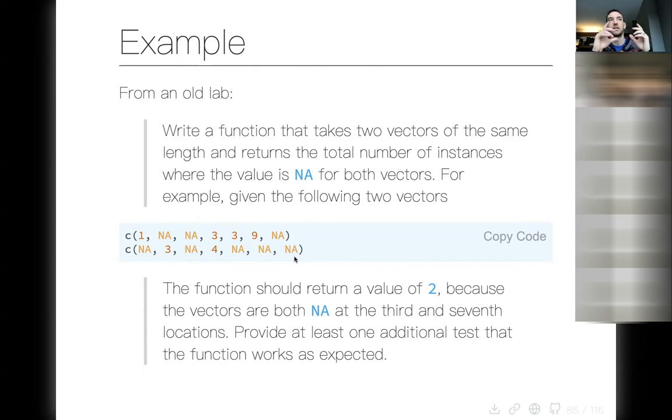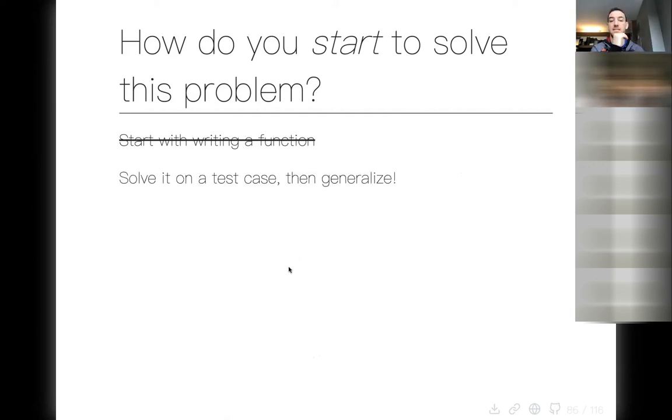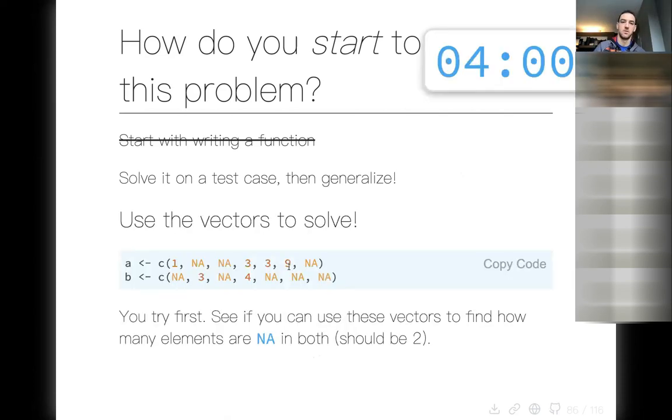So basically, given two vectors, I want you to count the times when it's NA on both vectors and return that count, okay? So how do you start to solve this problem? Not by writing a function, right? This is probably something that we want to abstract to a function eventually. However, that's not how we're going to get started with this problem, okay? Instead, we're going to solve it on a test case, and then we're going to generalize, okay?